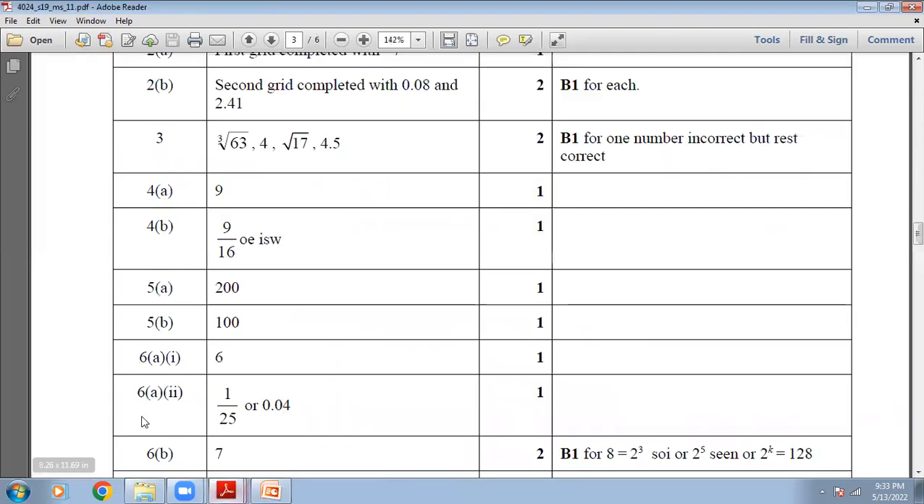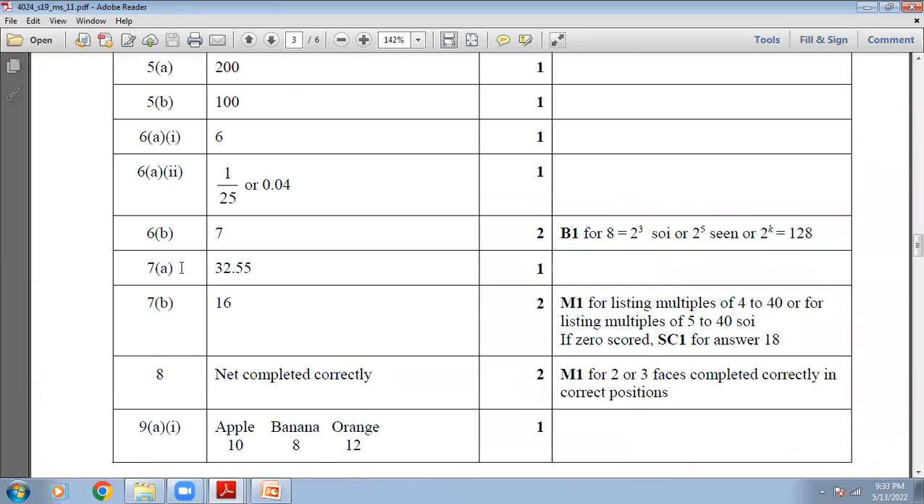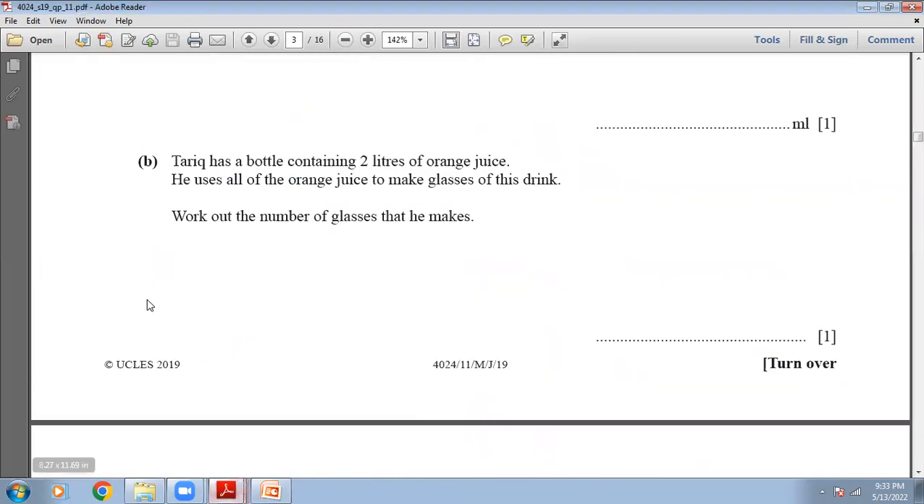So let's have a look at the marking scheme. It says 100. So our answer is right. So let's go to the next question.